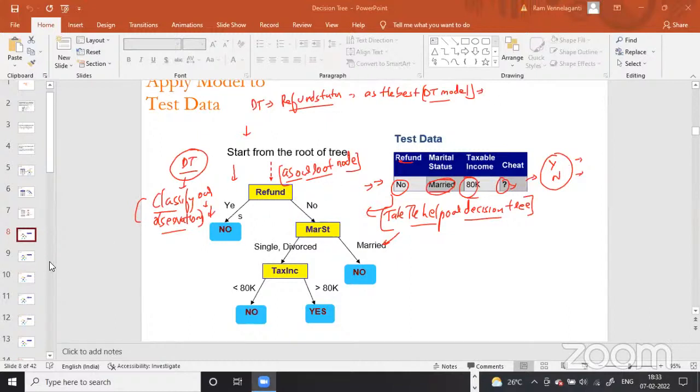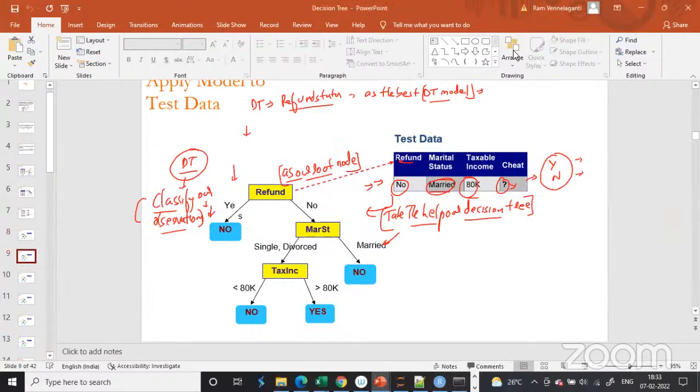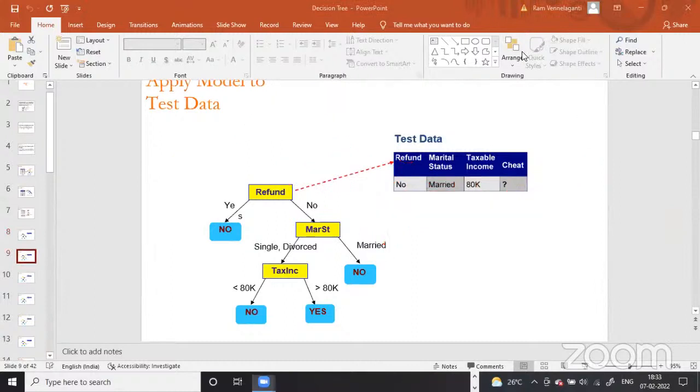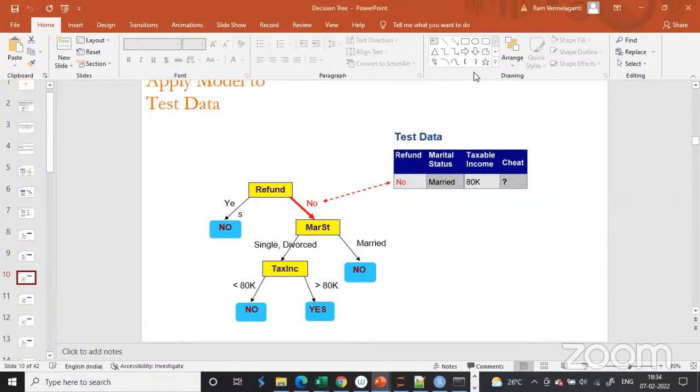So what is the first thing? Check for income tax refund. What is the value? It is no. So the income tax refund value is no, so come down in this direction.